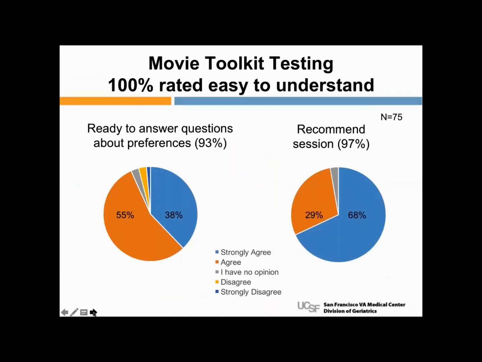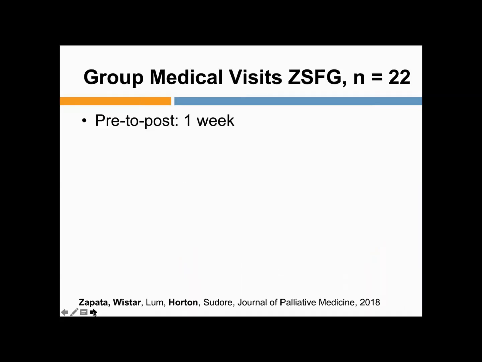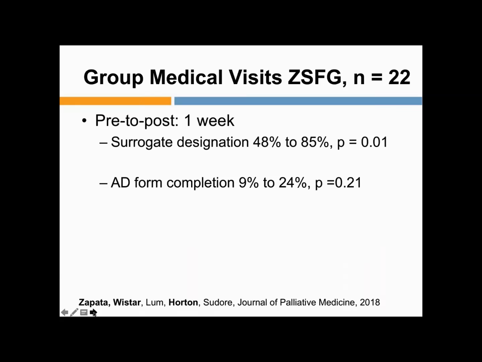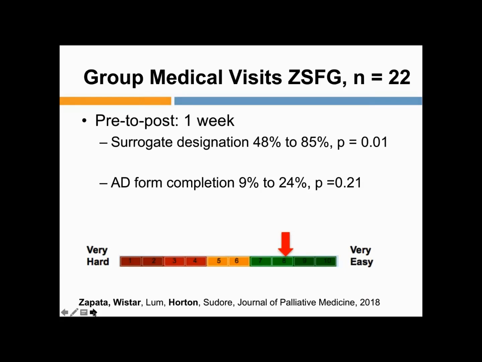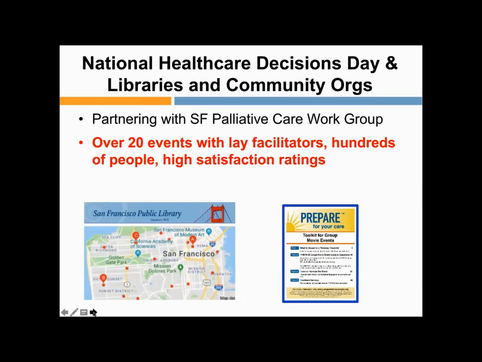And we've actually done some testing to show that for the movie toolkit, 100% rated it as easy to understand, 93% were ready to answer questions about preferences, and 97% would recommend the session to others. And this is what was in senior center participants. We've also done studies about group medical visits. It was a small pilot study looking pre to post at 1 week, and surrogate designation increased up to 85%. Form completion in 1 week increased from 9 to 24%. And again, people reported the materials were easy to use in this group medical visit format.